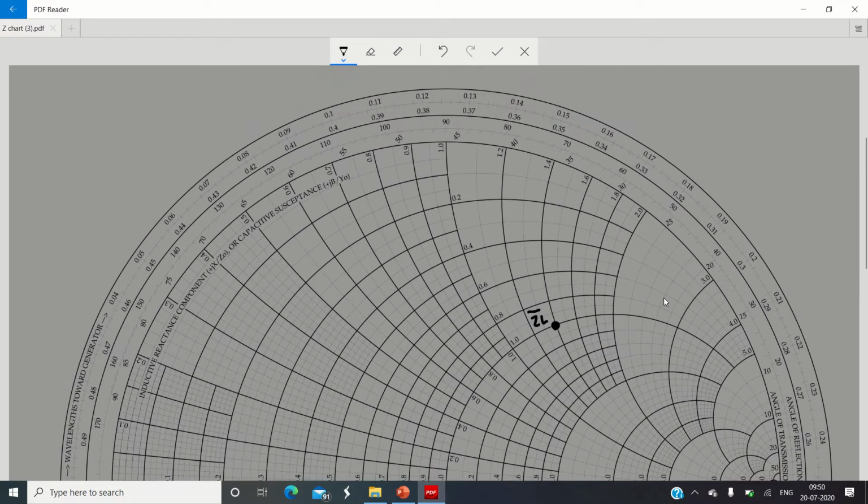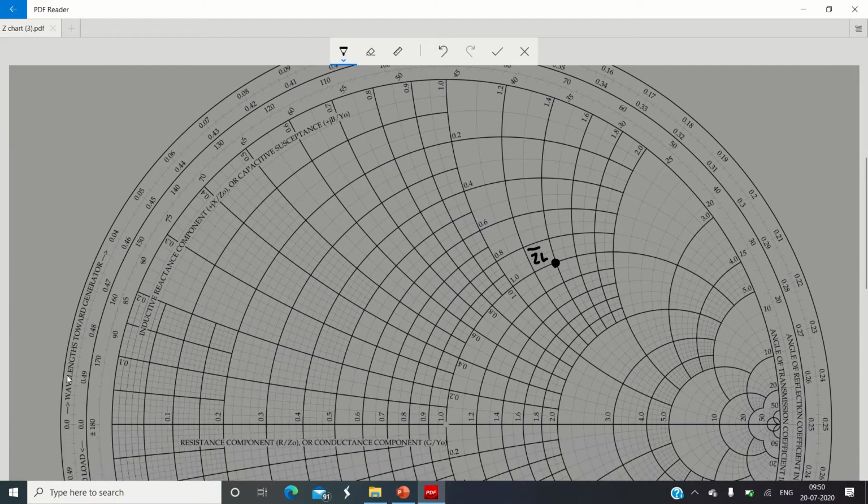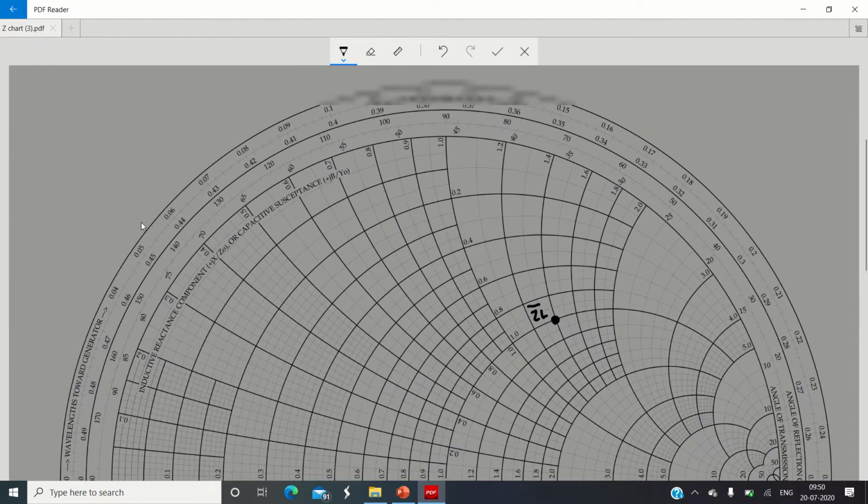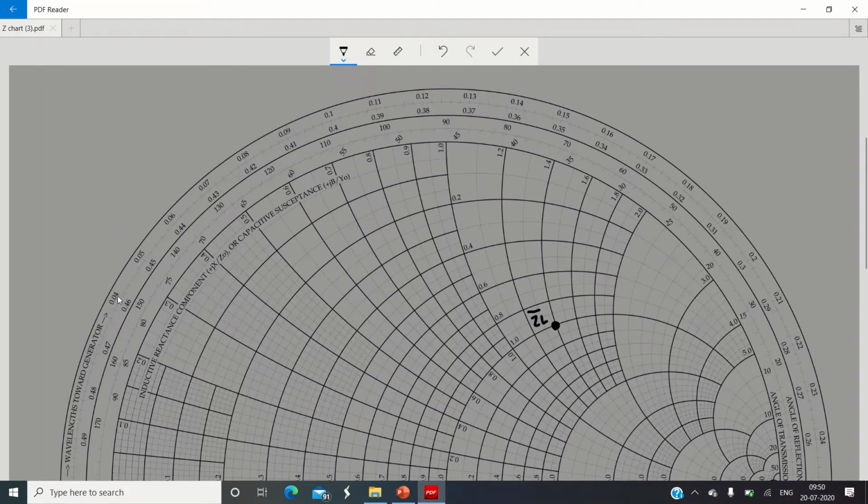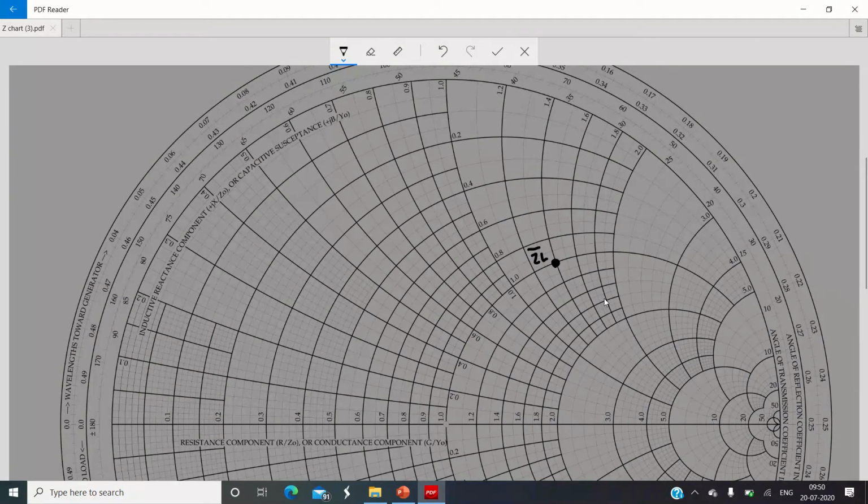As I explained in the earlier fundamentals of the Smith chart, the wavelength towards generator scale is the outermost scale. See here, just follow the cursor movement. The outermost scale of the Smith chart represents the wavelength towards generator scale. So our aim is to measure what is the wavelength towards generator scale at point ZL bar. So how to do that?